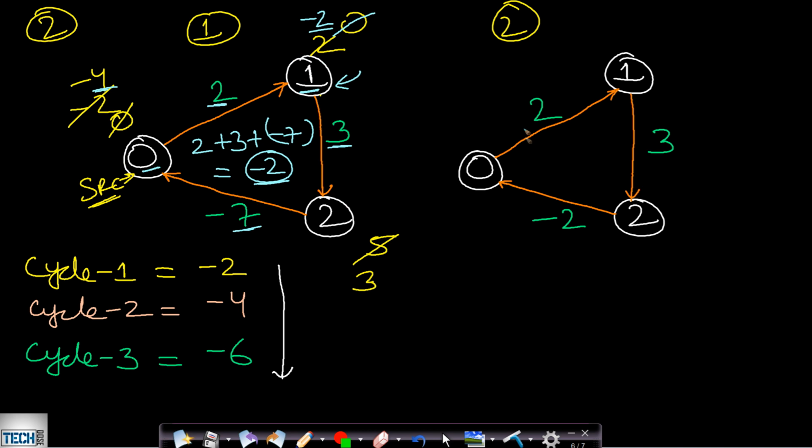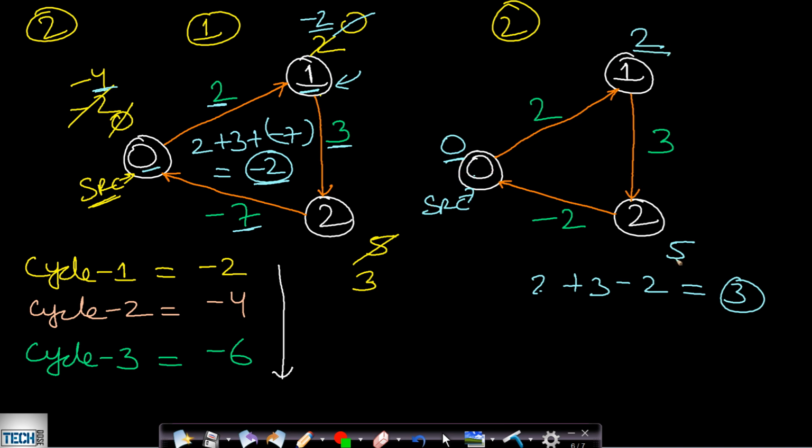Now in the second graph, the effective edge weight is 2 plus 3 plus minus 2, which equals 3. Since the effective weight is positive, this is not a negative edge cycle. If we start from source node 0 with weight 0, then in the first relaxation this will have weight 2, this will have weight 5, and this will again have weight 0. In the second relaxation, this will have weight 0, this 2, and this 5. And in the third relaxation as well, the values will not change. So you can see that whenever the sum of all the edges in a cycle is positive, that is greater than or equal to 0, then there will definitely not be any negative edge cycle.